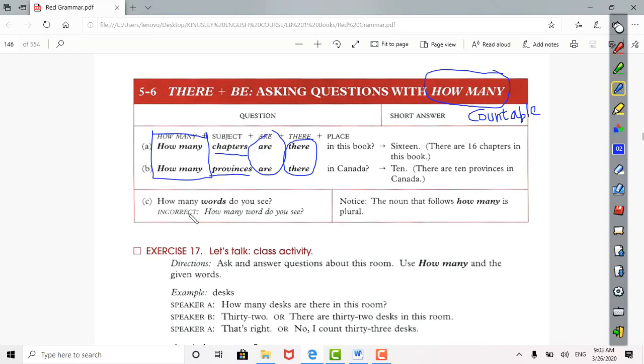Jadi kamu tidak boleh menggunakan, you may not use this one. You mustn't use how many word do you see, because kamu sudah pakai many, it should be plus s begitu. Alright. Do you understand? I repeat again. How many hanya digunakan untuk subjek yang plural dan juga countable, bisa dihitung. Jangan lupa tambahkan s if you want to make the question. Alright, so how many chapters are there in this book? How many provinces are there in Canada?